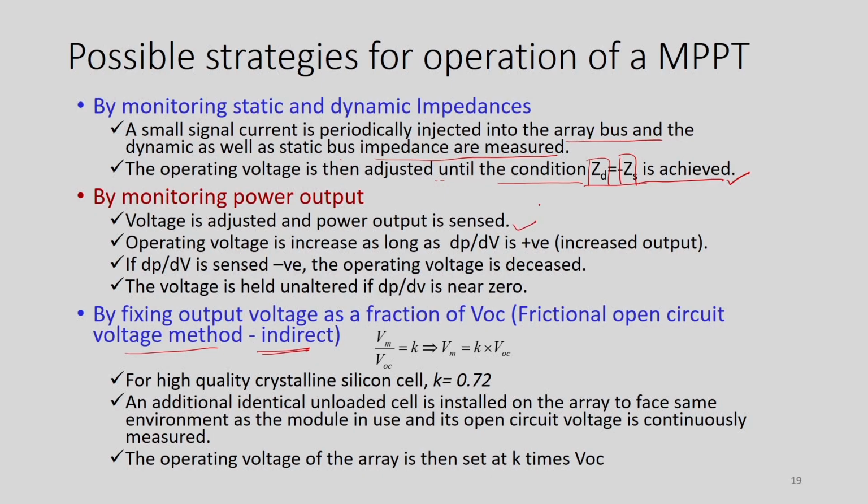So, we need to sense the voltage, as you can see in this kind of configuration. Here is the voltage, and this power output can be sensed. The operating voltage is increased as long as dP by dV is positive, which is obvious. This is a positive gradient, so dP by dV is positive here, and this will be 0 and this will be negative. That means power is increased when dP by dV is positive, and if dP by dV is negative, then the operating voltage will decrease. The voltage is held unaltered if dP by dV is near 0.